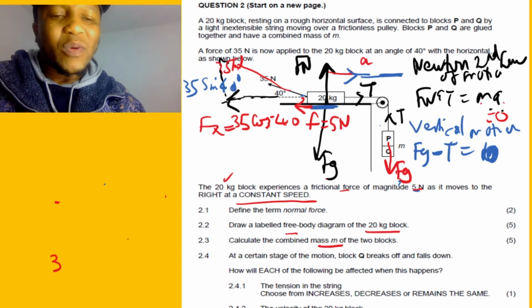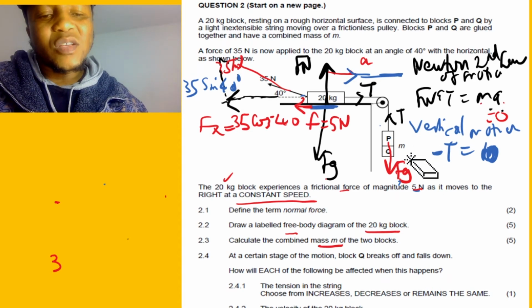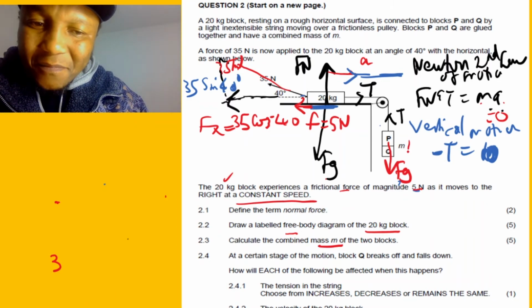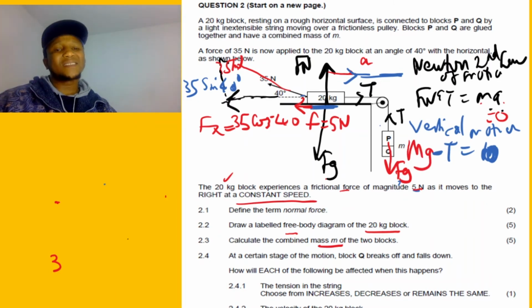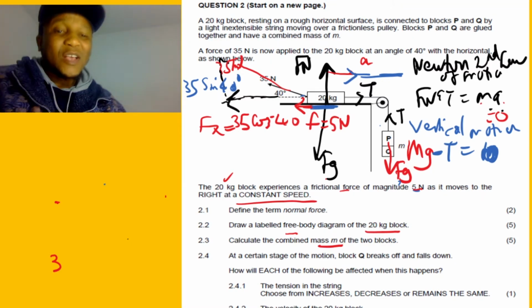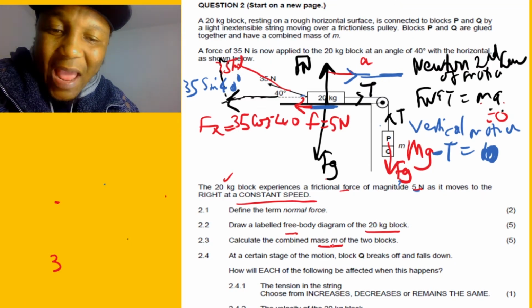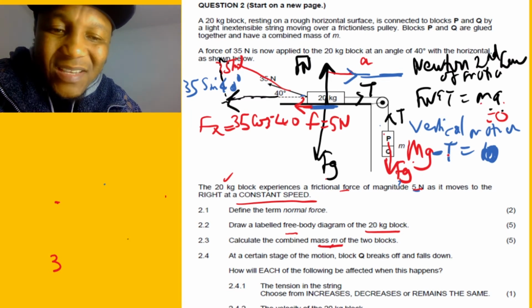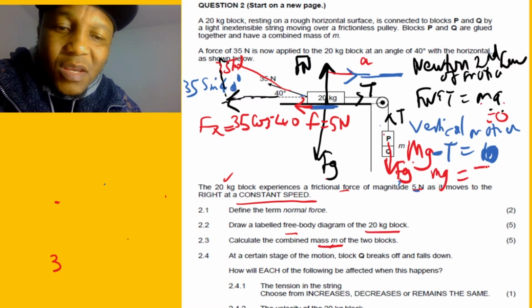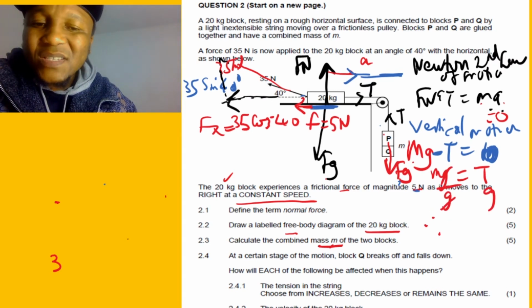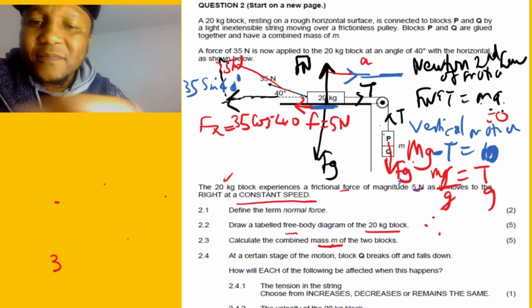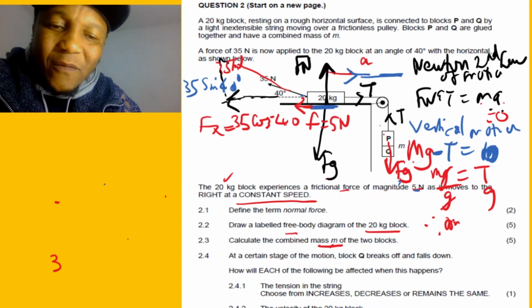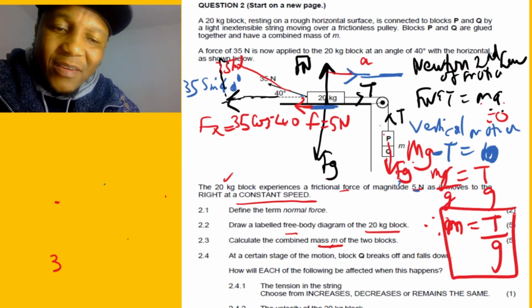So what is Fg? Fg equals mass times acceleration due to gravity. My intention is to get m, the mass. So mg equals T, divide by g on both sides, and the g's cancel. We can simply say the mass we're looking for equals tension over gravity.